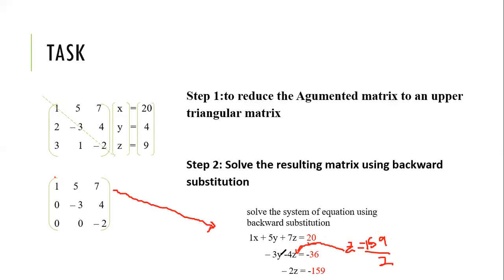Once you get your y, you put the z and the y into the first equation to find x. That is why it is called backward substitution. You are solving from down to top. That is the whole idea. Let me mention once again that this is not the actual solution to the system. It's just for demonstration, for you to understand the process of backward substitution. Any question before we move on?